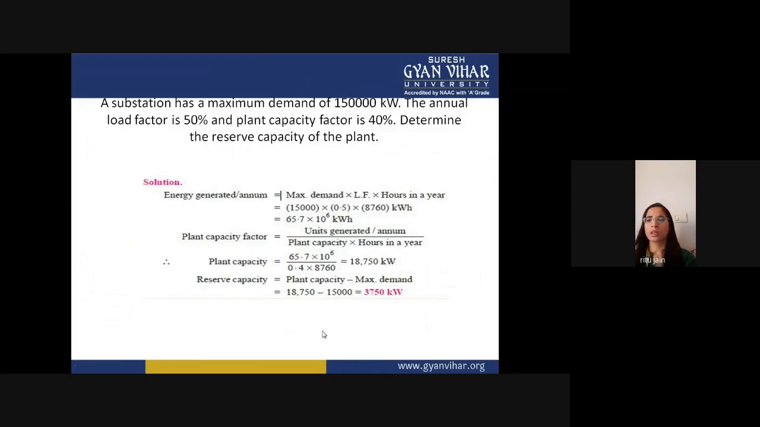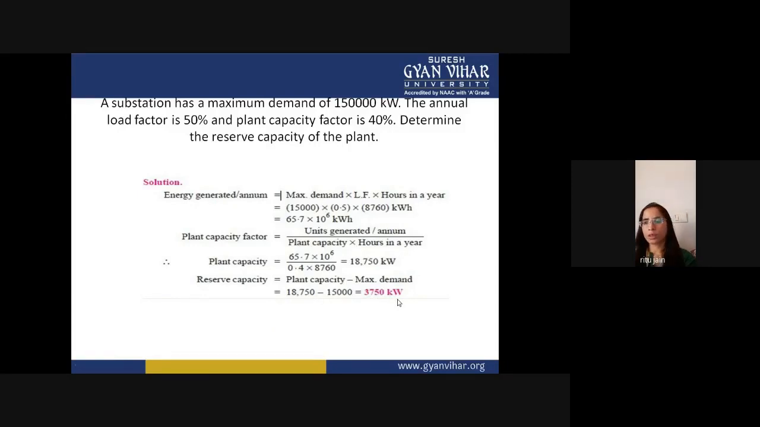Now next we have to calculate your reserve capacity. So you know the plant capacity and you know the maximum demand. So plant capacity minus maximum demand, you will get the reserve capacity of this plant. Okay, so the reserve capacity will be 3,750 kilowatt.